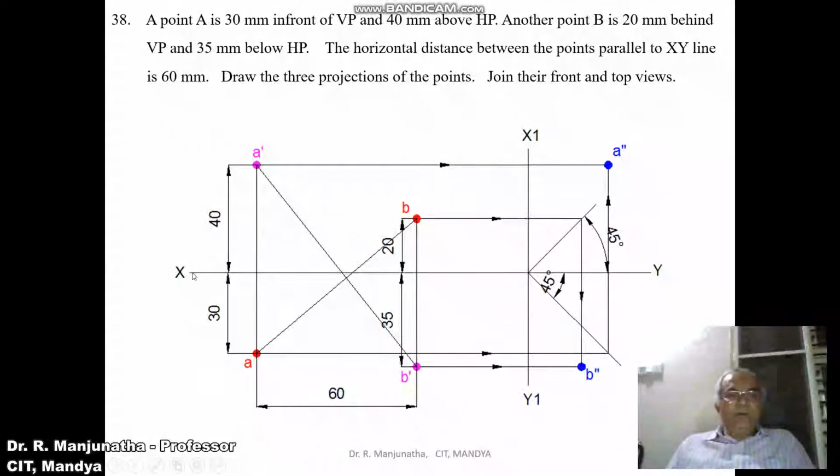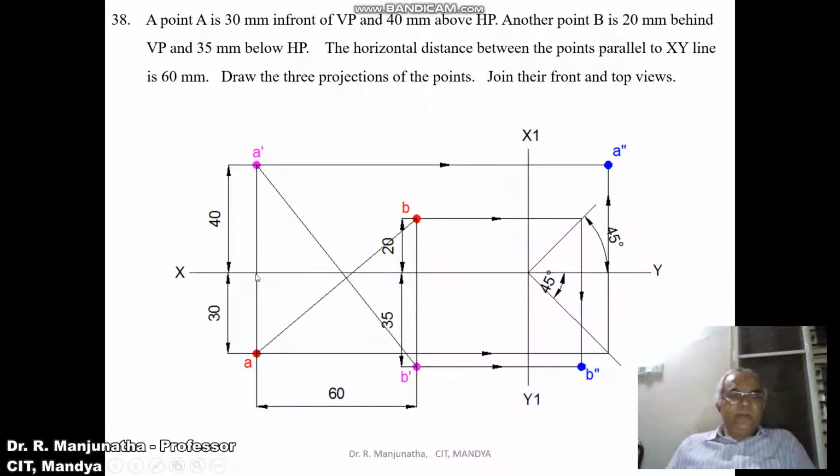First, we are going to draw the XY line and mark X and Y. Then he says the point A is 30 mm in front of VP. In front of VP always comes below XY line. So from here, first we are going to draw a vertical projector with a thin line. Then you measure 30 mm in front of VP, which will always come below the XY line.